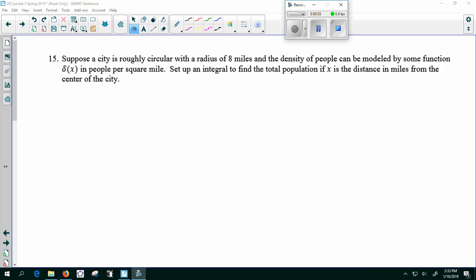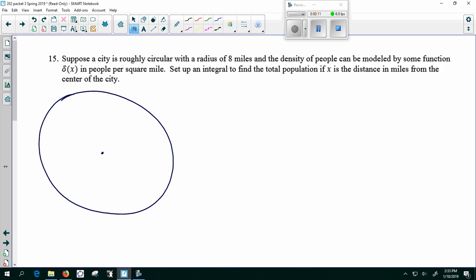Suppose a city is roughly circular, radius of 8 miles. Go ahead and draw that. Okay, the density of people can be modeled by some function, delta of x, in people per square mile.